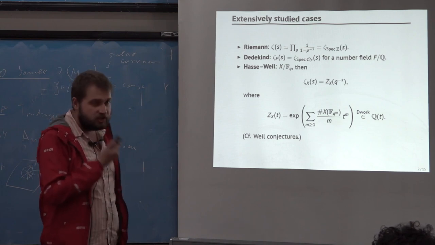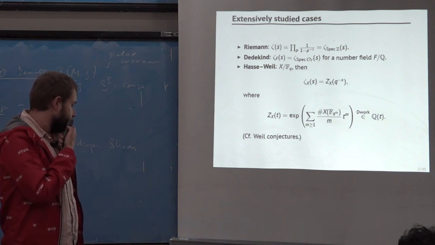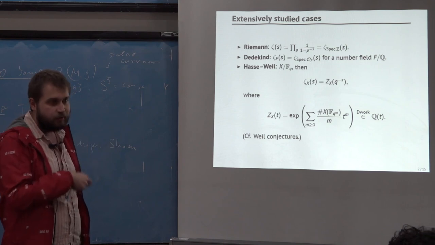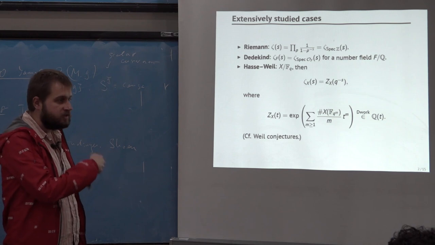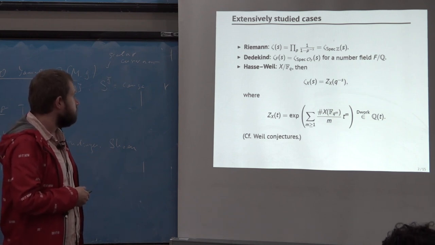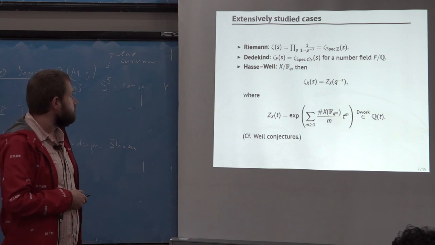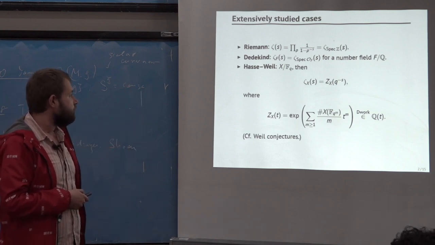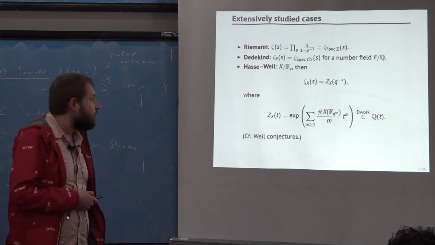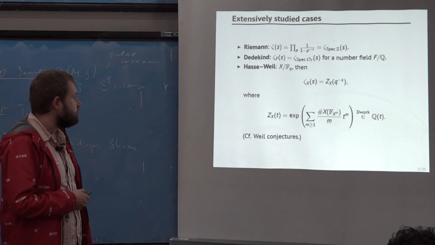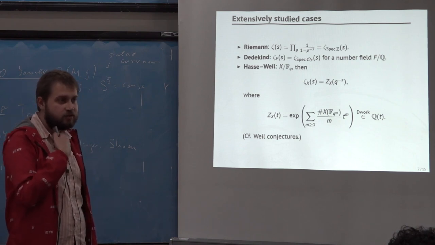And the Weil conjectures give us a functional equation, and they give us information about zeros and poles of this rational function. So a lot is known about varieties over finite fields. These are the very well known particular examples of arithmetic zeta functions. But we are quite ambitious, and we want to say something about the values of any zeta function associated to any arithmetic scheme.